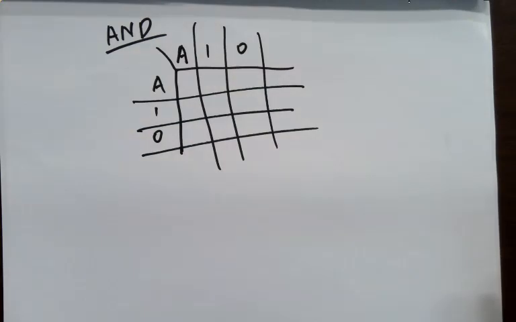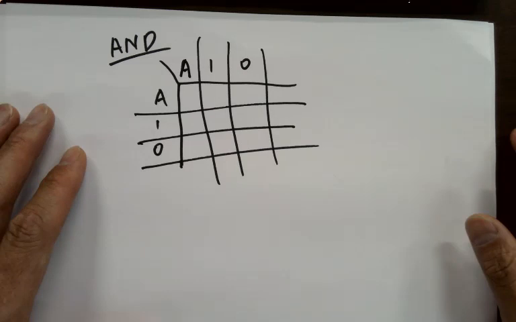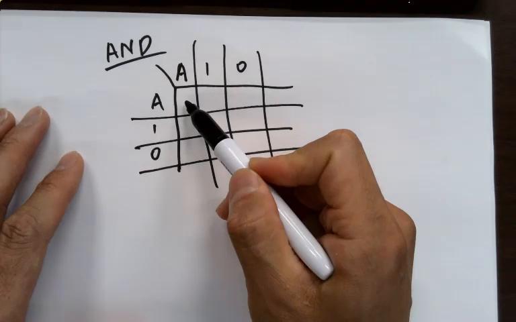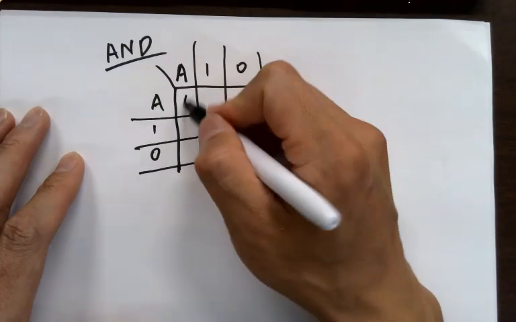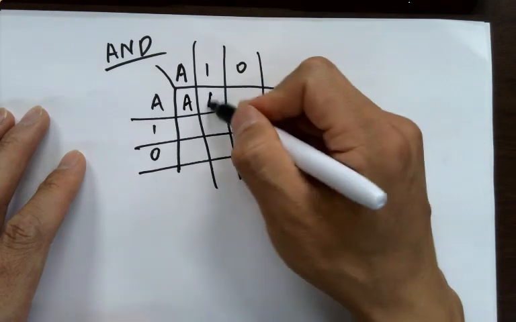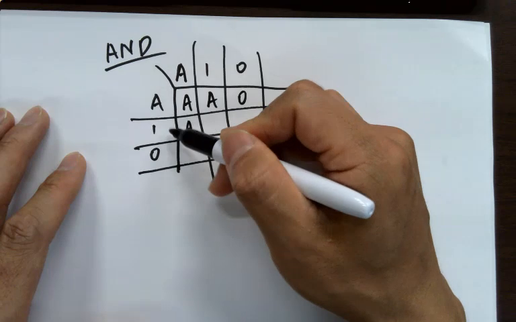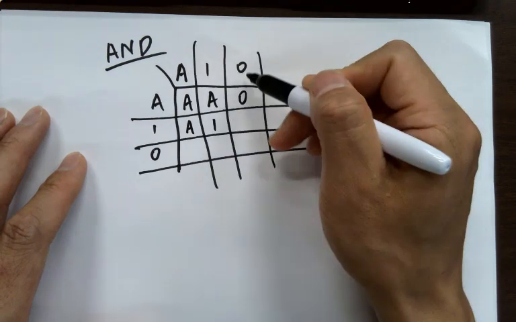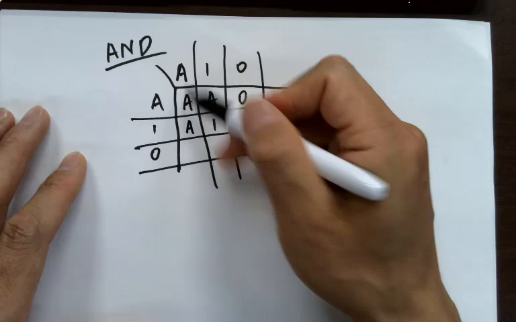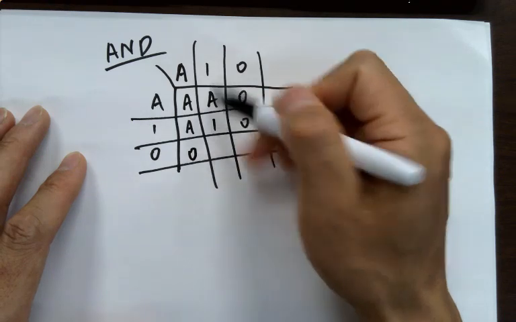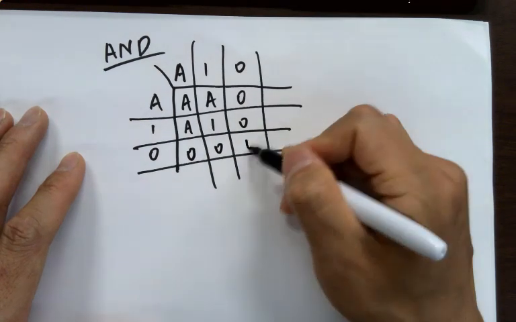This is something you learned. I've learned in logic. A and A. A and 1. A and 0. 1A. Same. Right? 1 and 1. 1 and 0. 0A. 0 and 1. 0 and 0. Cool.